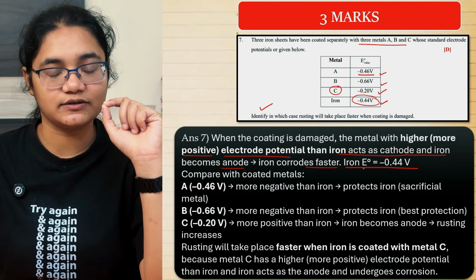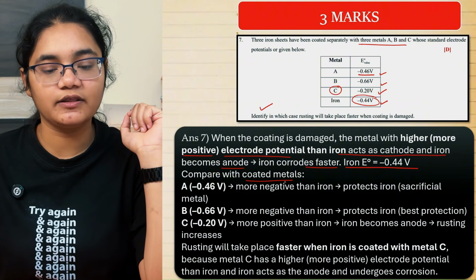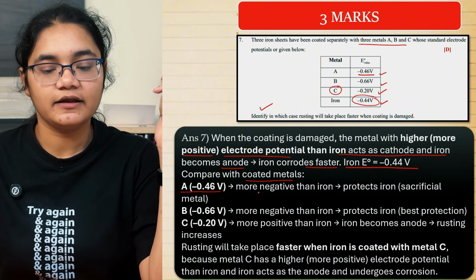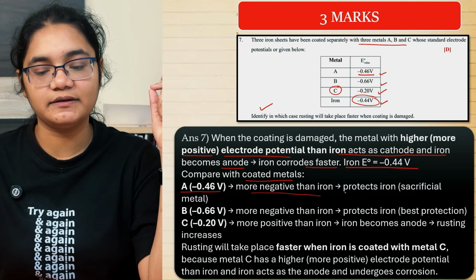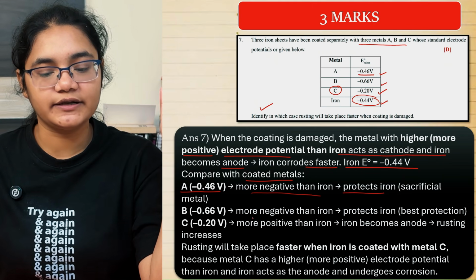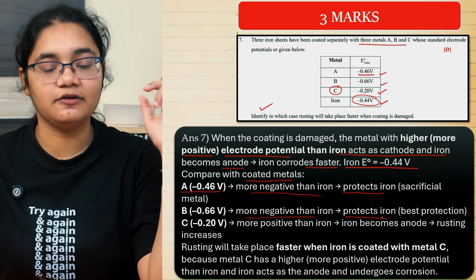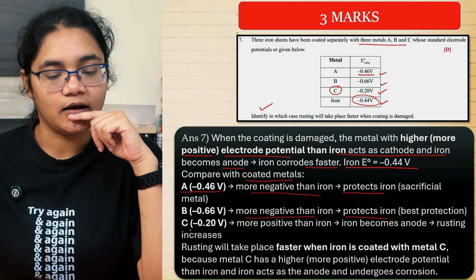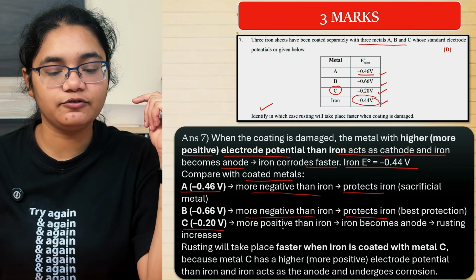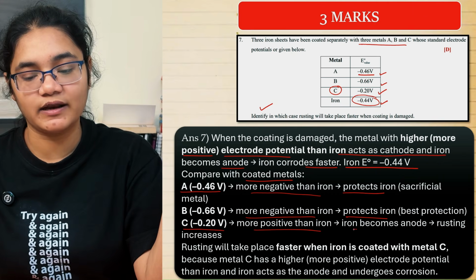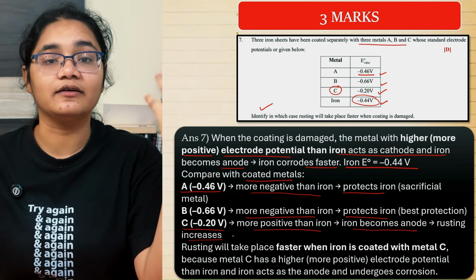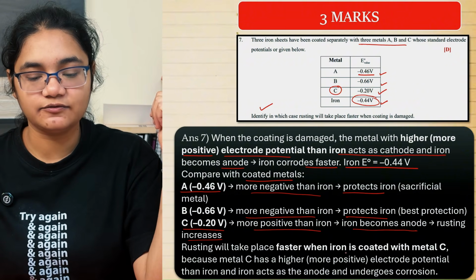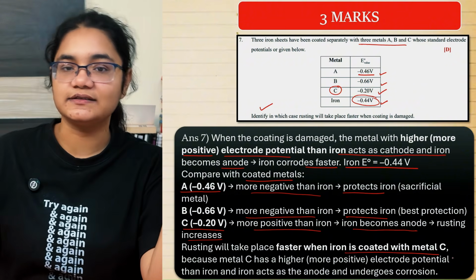E naught value is minus 0.44 volt. So compare it with the coated material. If you see A, it has more negative potential than iron, that means it will protect iron. B also is more negative than iron, it will protect iron. In fact, it will be the best protection because it has a very low reduction potential. C, if you see, is more positive than iron. So iron becomes the anode and rusting will increase. Rusting will take place faster when iron is coated with metal C.